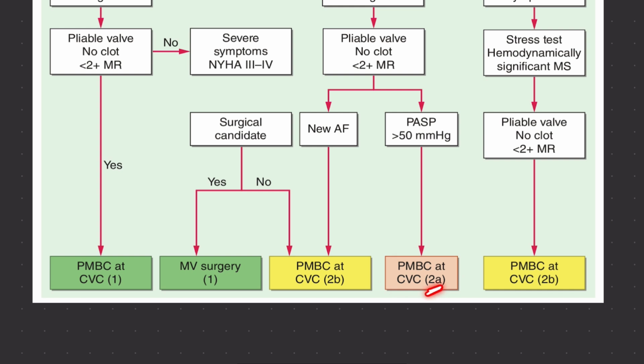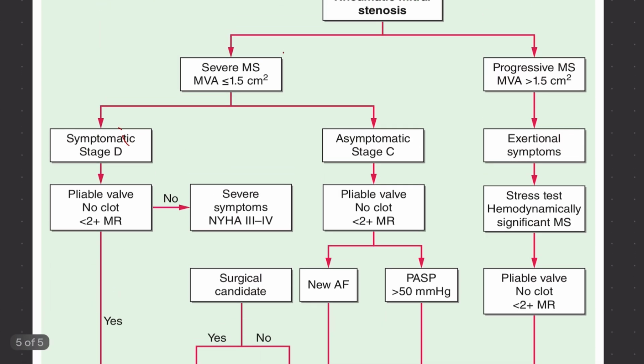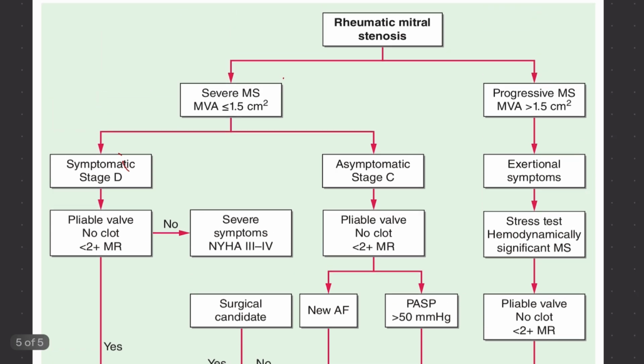The level of evidence is 2A. I mean, we have to do commissurotomy. It is more benefit than harm. If the mitral stenosis is progressive, it is not severe, it is progressive only, but the patient is symptomatic on exertion, and hemodynamically significant MS is there, valve is pliable, we can do commissurotomy, right? So this is basically the treatment algorithm for rheumatic mitral stenosis.